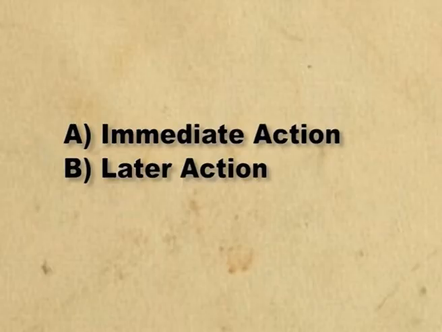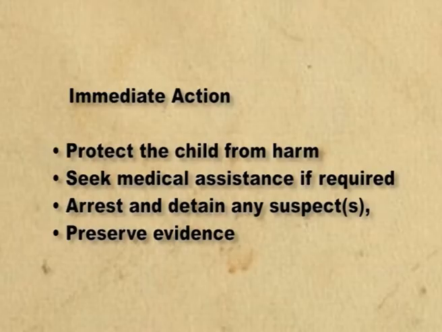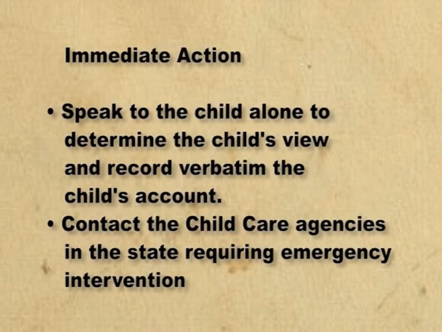The role of police can be discussed in two parts. First, the immediate action, and the second one is later action. Let us first discuss the immediate actions. Immediate action includes protecting the child from harm, seeking medical assistance if required, arresting and detaining any suspect or suspects, preserving evidence, speaking to the child alone to determine the child's view and recording verbatim the child's account, and contacting the child care agencies in the state requiring emergency intervention.